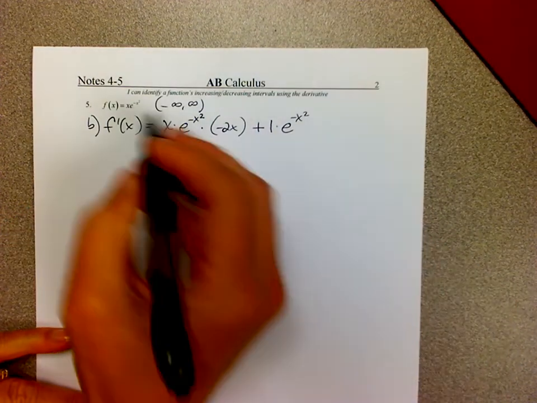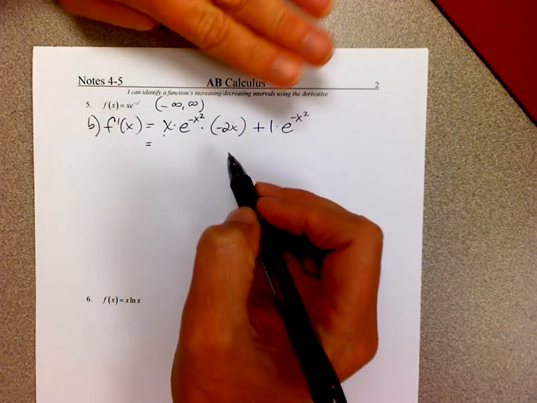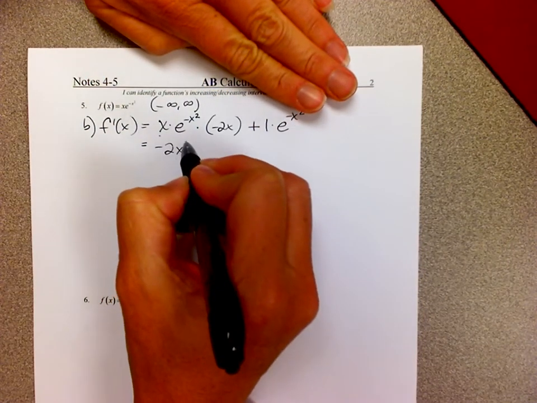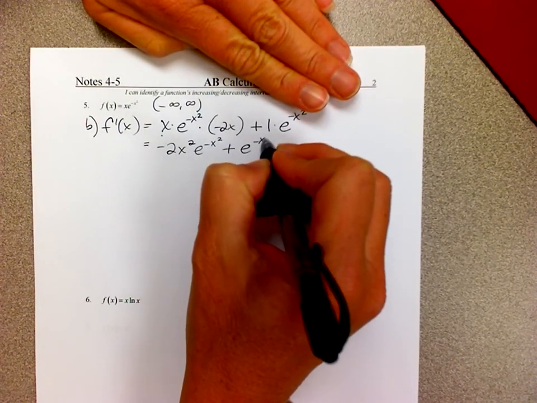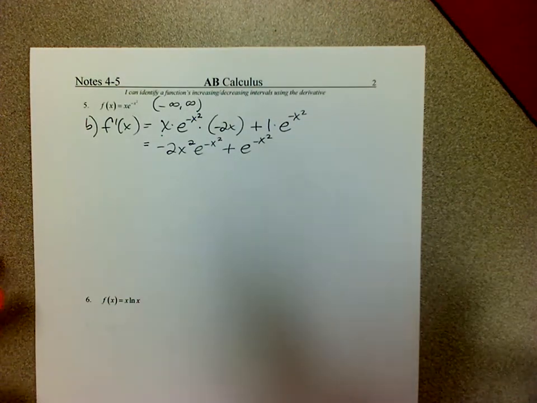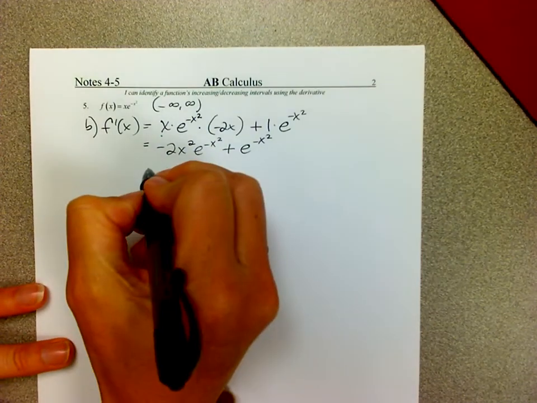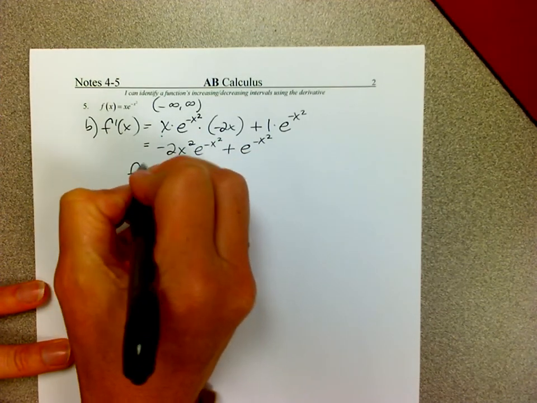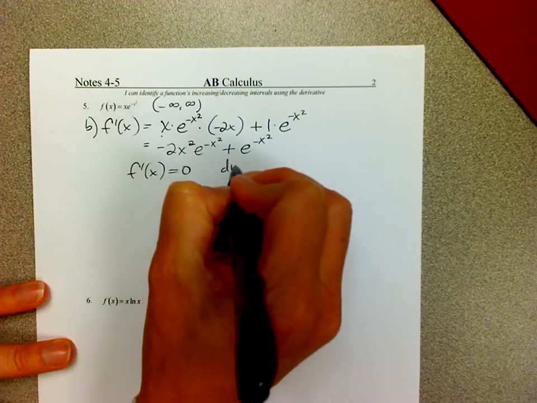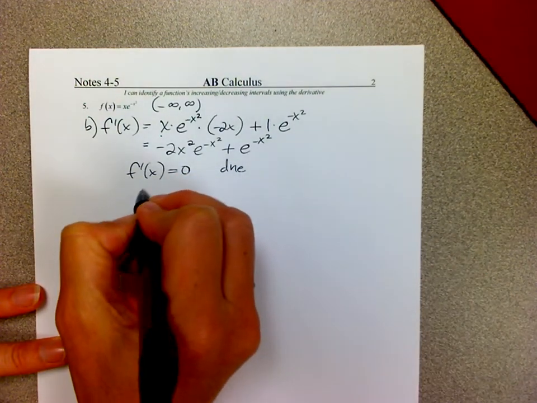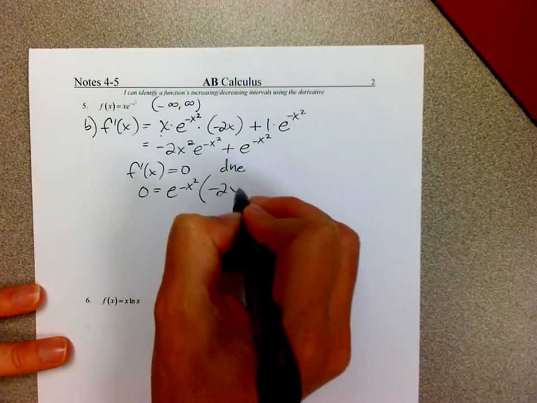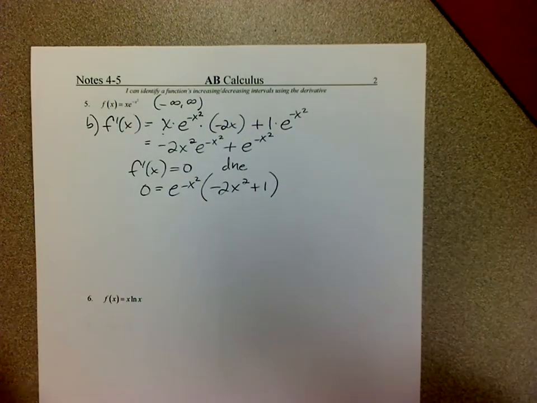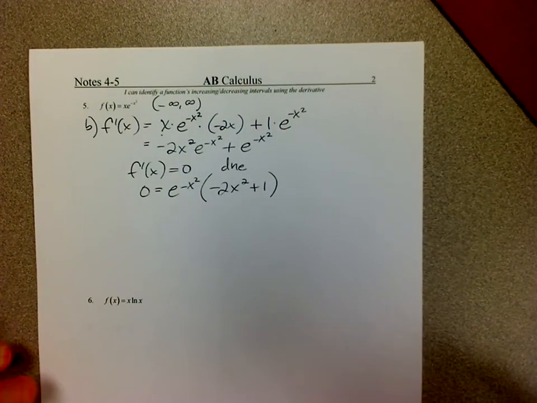So that's the first times the derivative of the second plus the derivative of the first times the second. Okay? And now I'm going to clean this up before I start factoring. This first term here will be negative 2x squared e to the negative x squared, and then plus e to the negative x squared. So it's a lot easier to see that I'm going to factor out an e to the negative x squared, because our next goal is to set f prime of x equal to 0 or does not exist. So I'm going to say 0 is equal to e to the negative x squared times negative 2x squared plus 1. Find the zeros here.